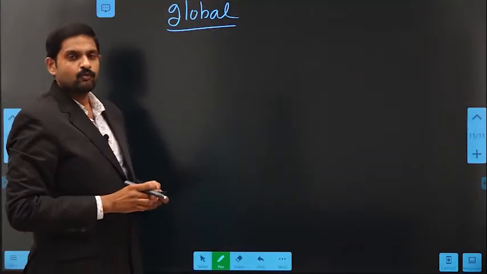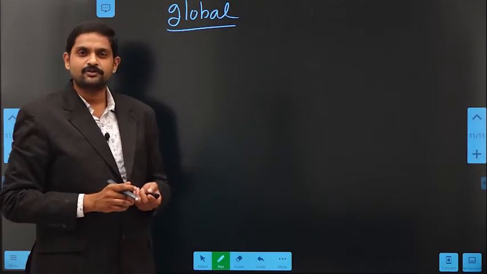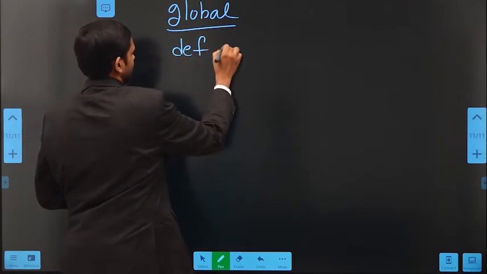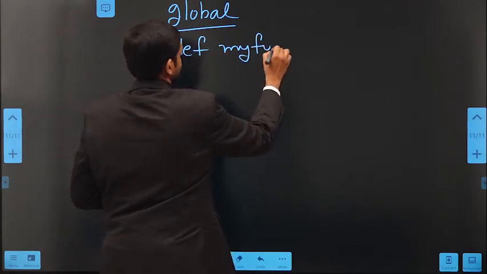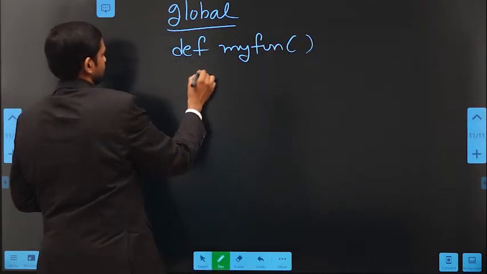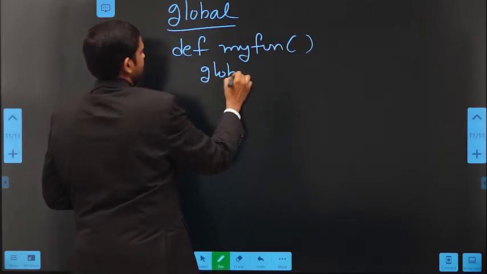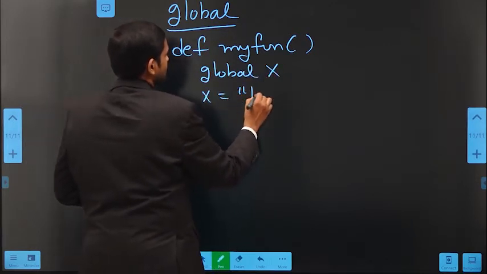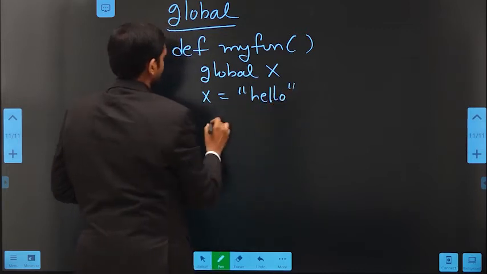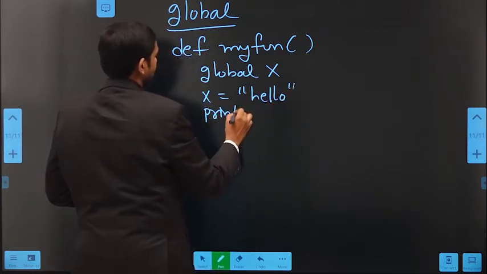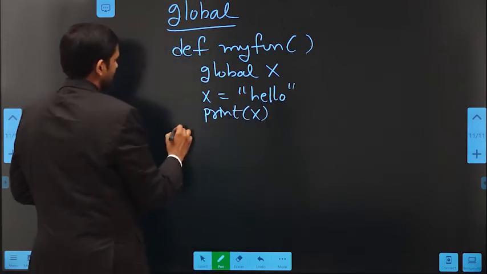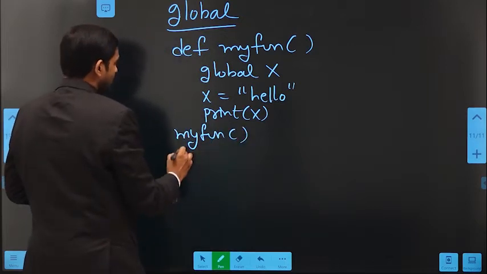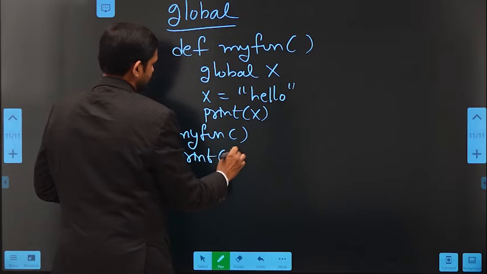Already I told you what keyword should be used to define user defined functions: def. Def my function. Declare the variable x as global. Now x holds the string hello. I want to print it inside the function. Now calling my function. Again I want to print x to check it.